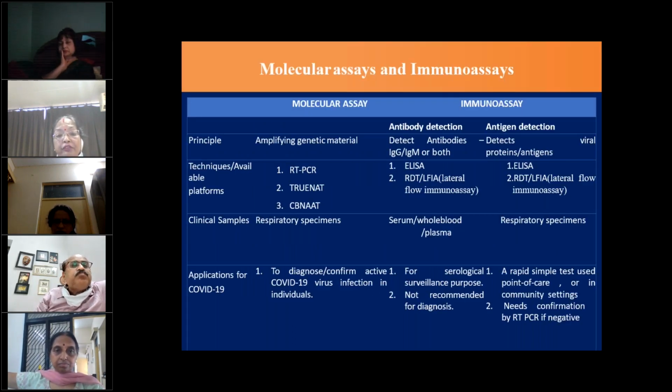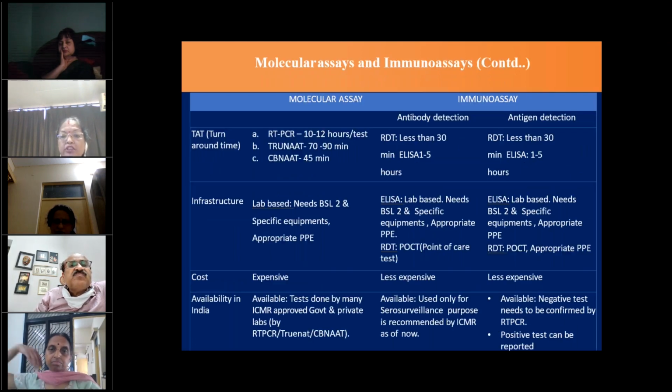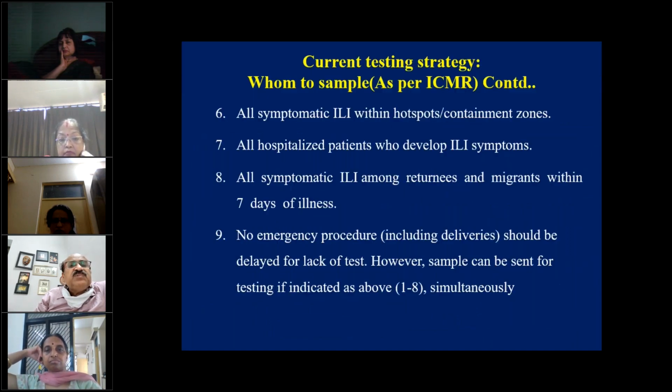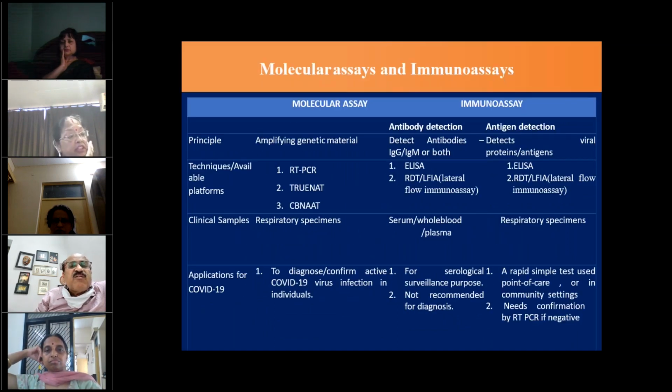Now the various tests, briefly. Tests are basically of 3 types. We have molecular tests, which are the gold standard. Then we have immunoassays, either antibody detection or antigen detection. I'll discuss briefly about them because I don't have much time.